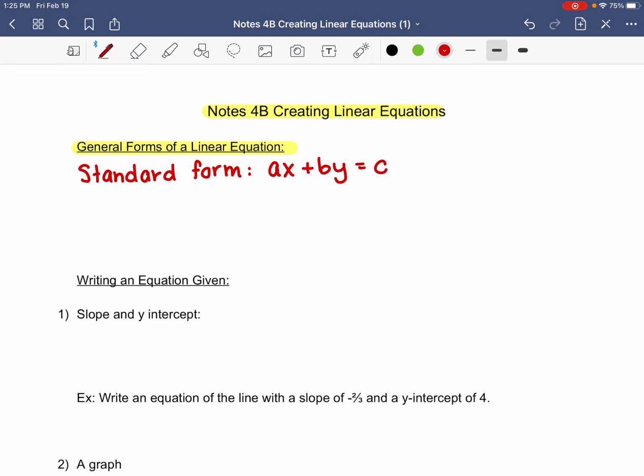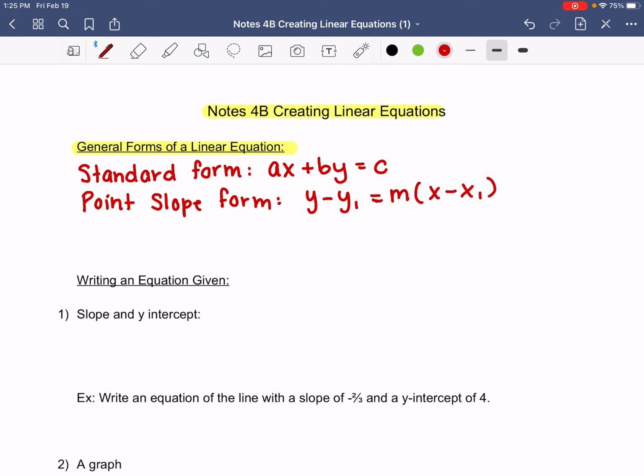We use this form a lot when we're doing systems of equations. There's also something called point slope form, which will highlight two things about your equation. It will highlight one point and the slope. It's y minus y1 equals m times x minus x1.